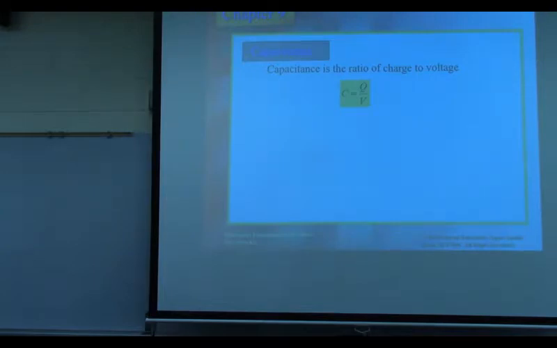The unit of Q is coulomb. The unit of voltage V is volt. So the unit of C is coulomb per volt. We give this a name, it's called a Farad. You may need to read the textbook to see some details. It's spelled F-A-R-A-D. But the farad is a very large unit. Usually we use a microfarad, μF, or even a picofarad, pF.